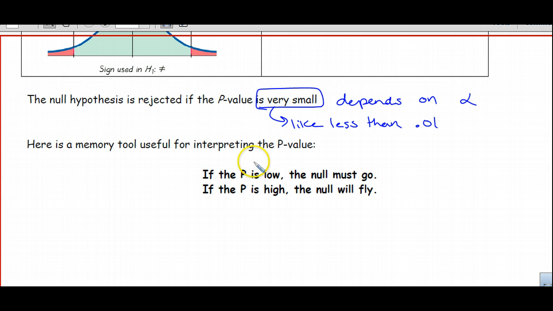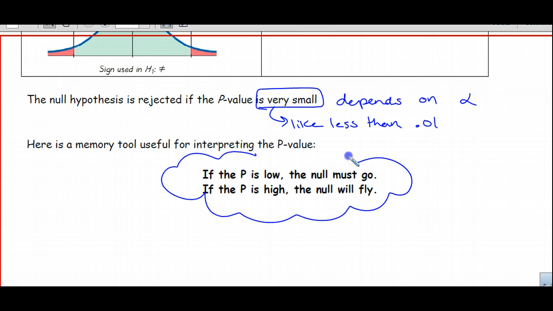This memory tool is useful for interpreting the p-value. If the p is low, the null must go. If the p is high, the null will fly. This is really helpful to say to yourself as you're doing hypothesis tests, and you'll see us write that down and talk through that as we do some testing.